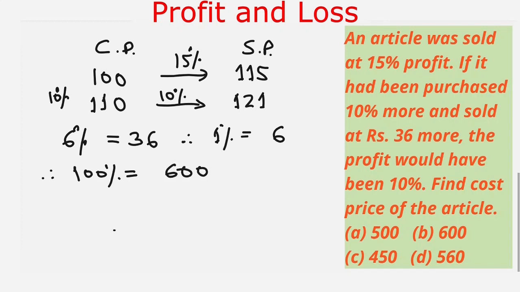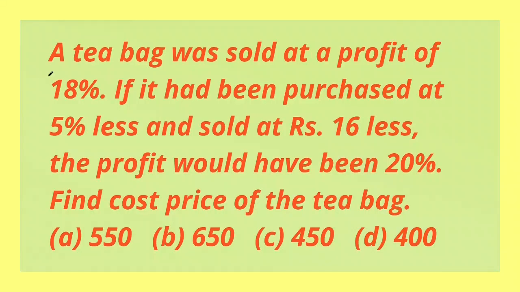Thus the cost price of the article was rupees 600, and from the given options our answer is option B, rupees 600. I hope you have understood the method of solving such type of question. We go to the next question.